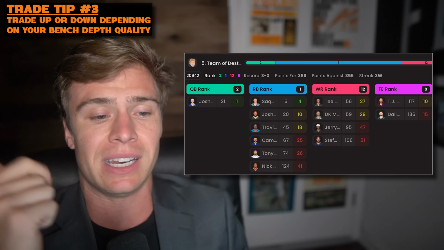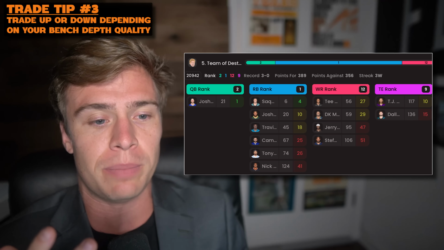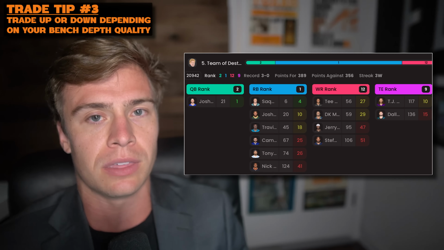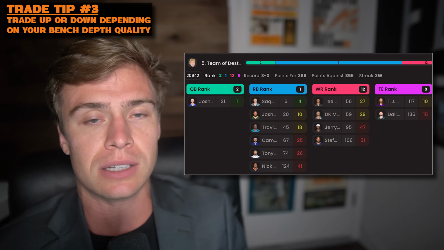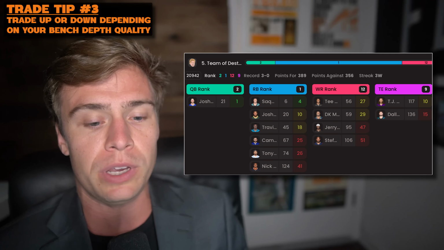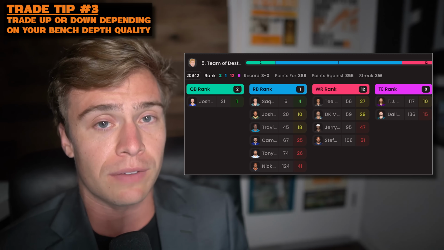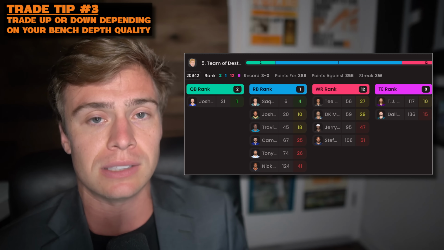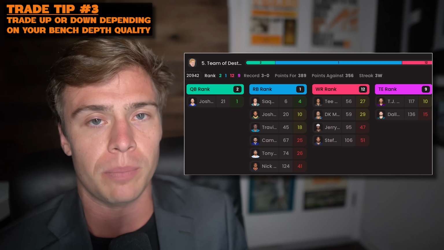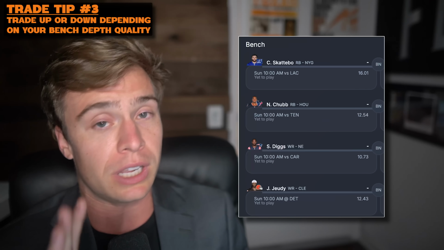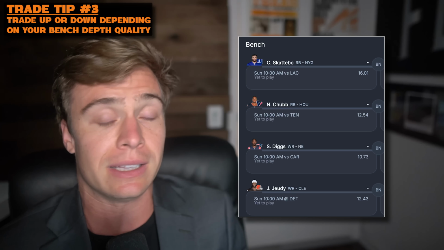God, I have Benson, I have Skattebo, and I have Pearsall on my bench, but you're sitting with a mediocre tight end like TJ Hockenson. You know what you should look to do at that point? You should look to sell one of those bench names with TJ Hockenson to get an upgrade inside the starting lineup. Now, if your league mates aren't interested in those bench names, it's very likely they won't be.